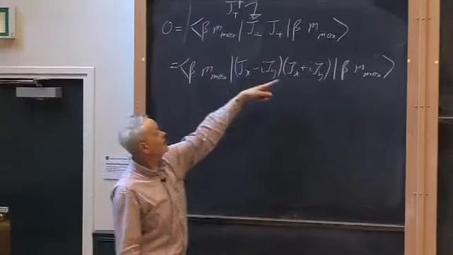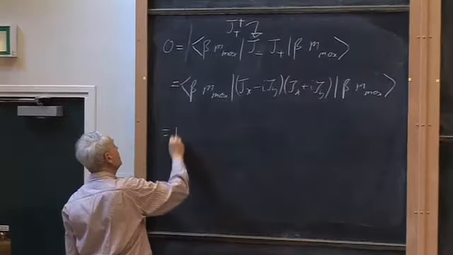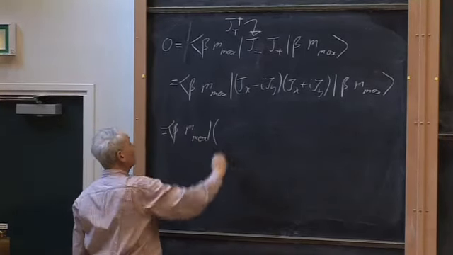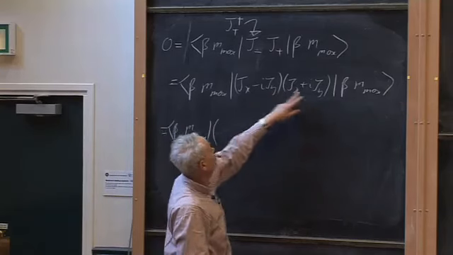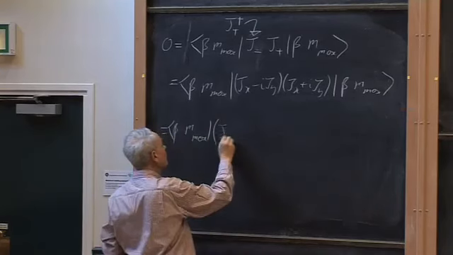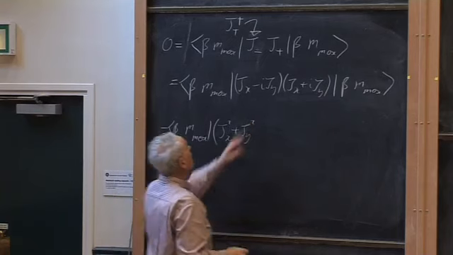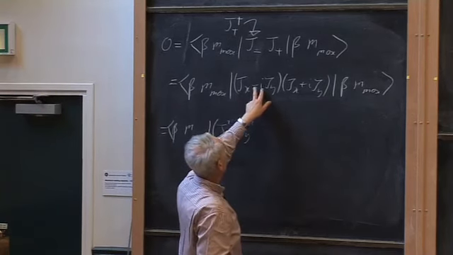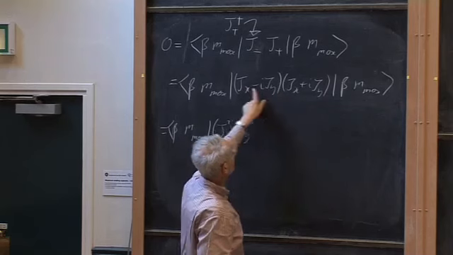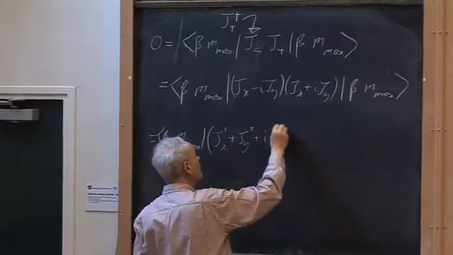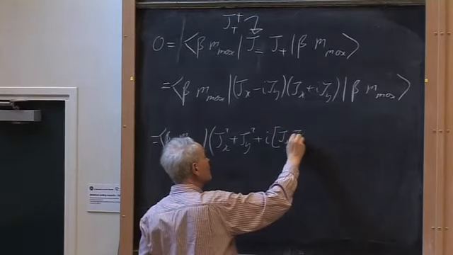So we multiply this stuff out, and we get jx squared plus jy squared. And then we have a minus i jy jx, and a plus i jx jy, so we have plus i times the commutator of jx and jy.